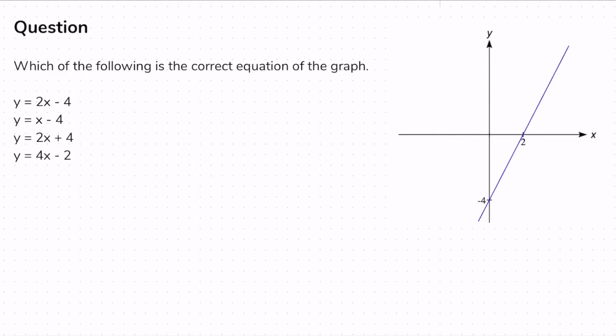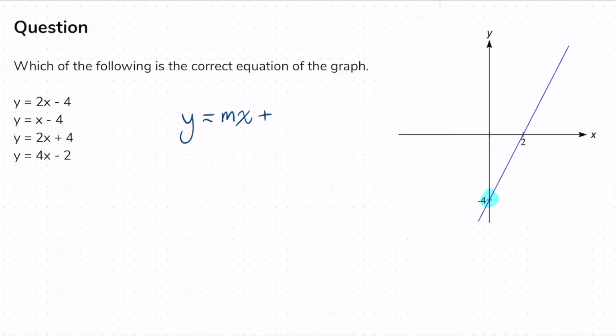Now this question's asking which of the following equations is the true equation of the graph on the right hand side. And the way that we're going to look at this is we're going to look for two different things. Firstly, what's the y-intercept? And secondly, what's the rise over run? What's my gradient?